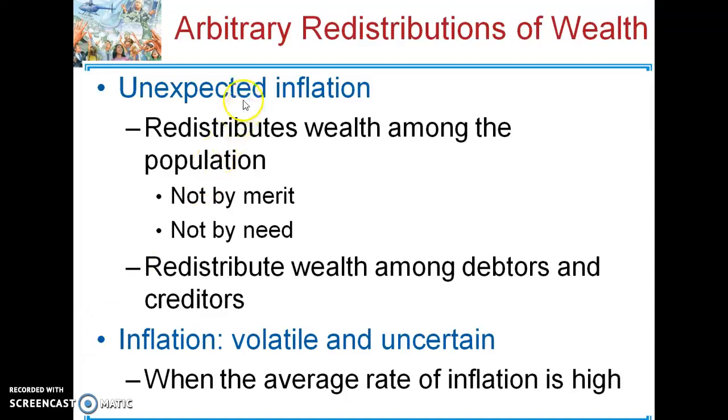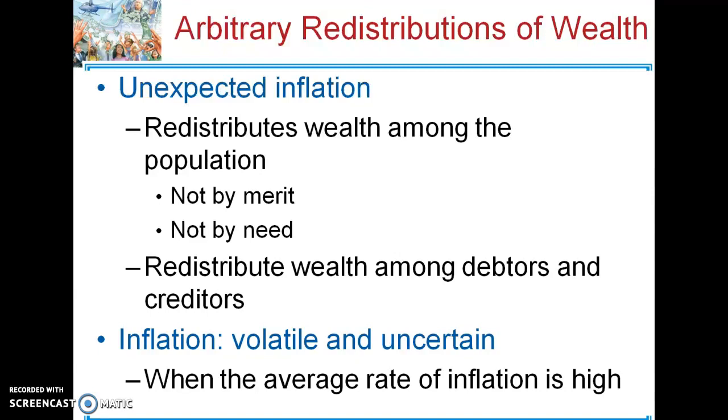So another cost of inflation is an arbitrary redistribution of wealth if the inflation rate is unexpectedly high. If the inflation rate is unexpectedly high, this will benefit people who are borrowing money, or debtors, and it will harm the creditors. So let's go through a real quick example so you can see how this would happen.